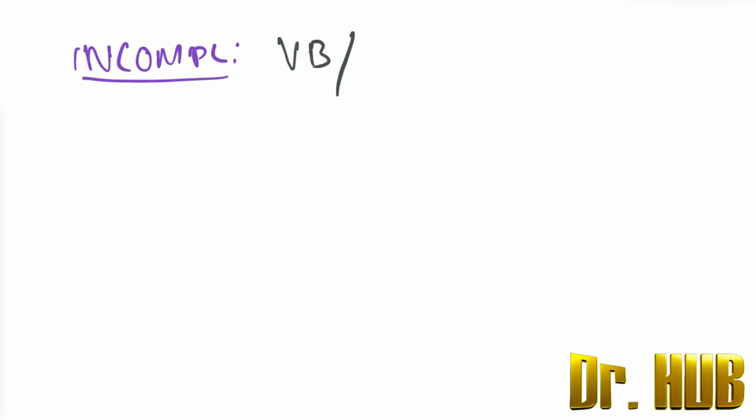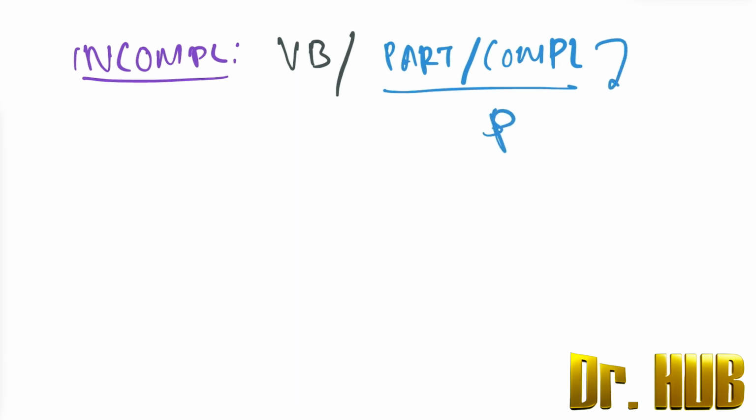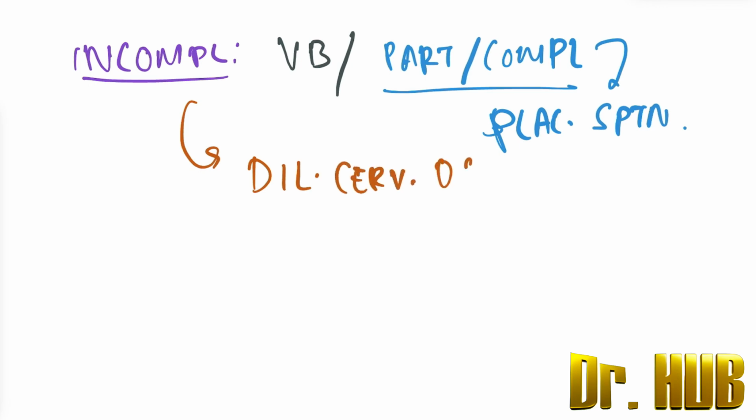Next we look at the incomplete type. Under incomplete, there is presence of vaginal bleeding, and there is partial or complete placental separation. Next is the presence of a dilated cervical os.